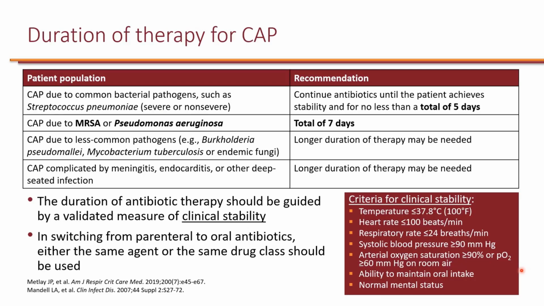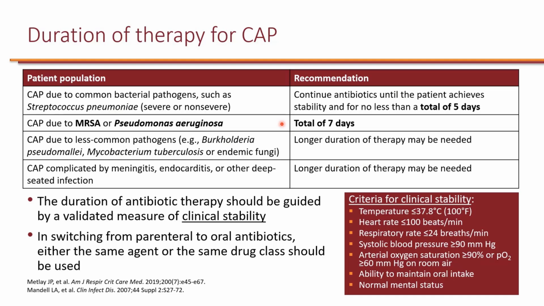Now, when it comes to duration of therapy for community-acquired pneumonia, it should be guided by a validated measure of clinical stability. And in general, the criteria for clinical stability, which are from the 2007 IDSA guideline, use things like vitals, so temperature, heart rate, respiratory rate, systolic blood pressure, oxygenation of the blood, as well as ability to maintain oral intake and normal mental status.